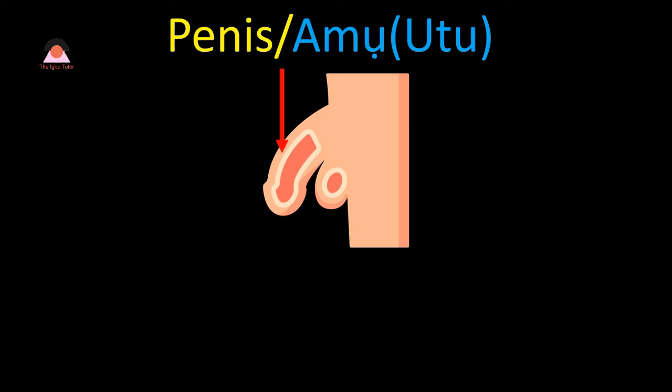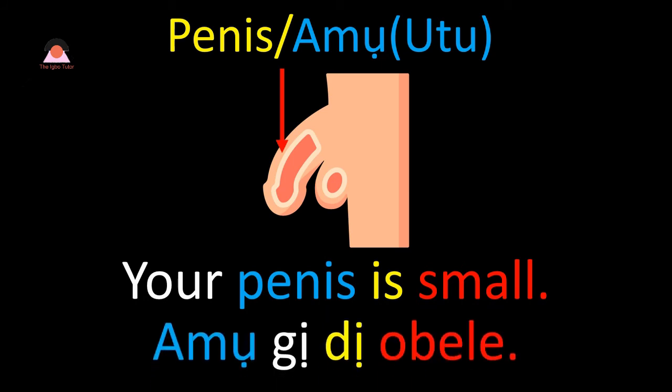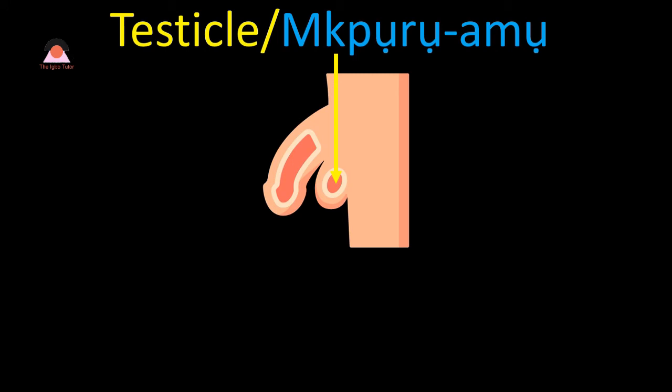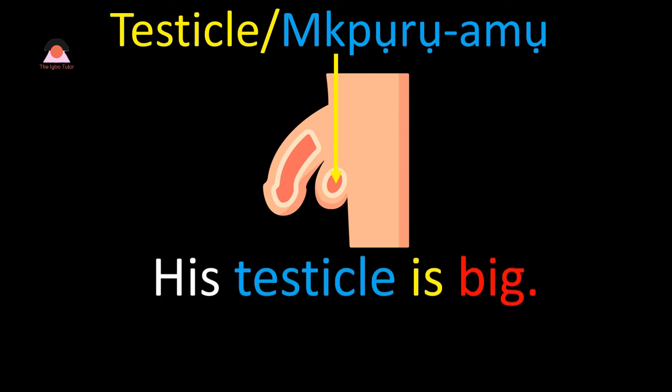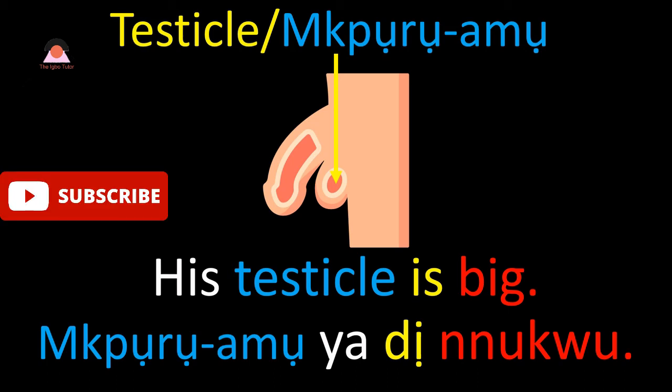Penis, amu, and some call it utu. And the phrase, your penis is small, meaning amu gị dị obele. Testicle, mkpụrụ amụ. And the phrase, his testicle is big: Mkpụrụ amụ ya dị nnukwu.